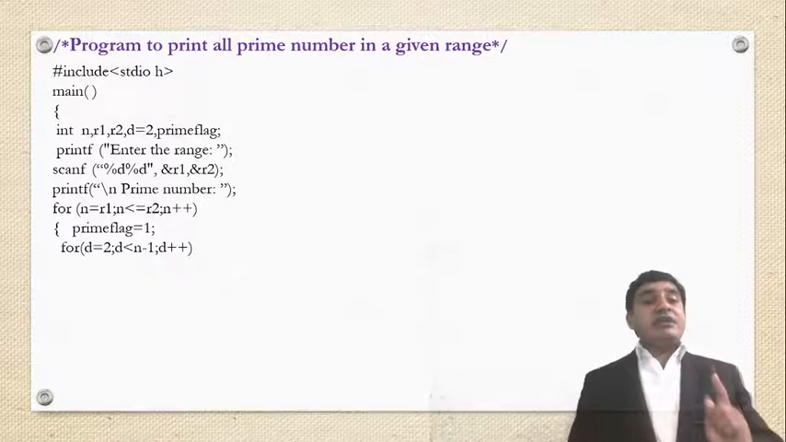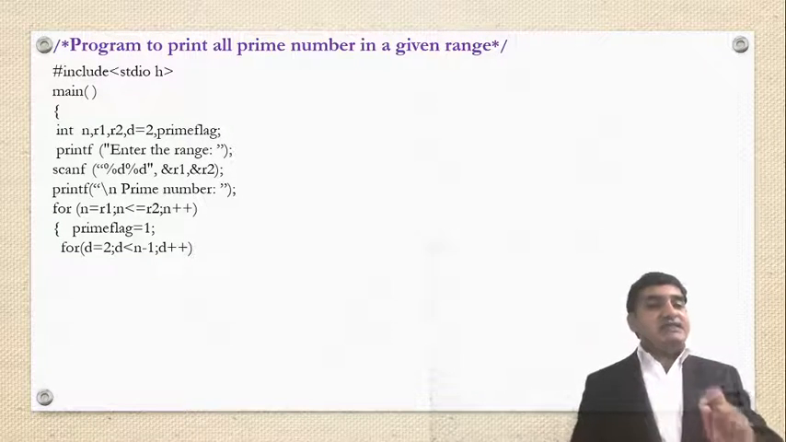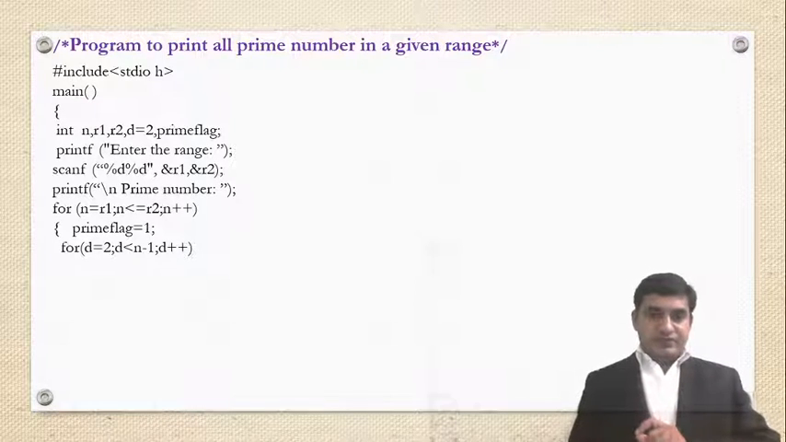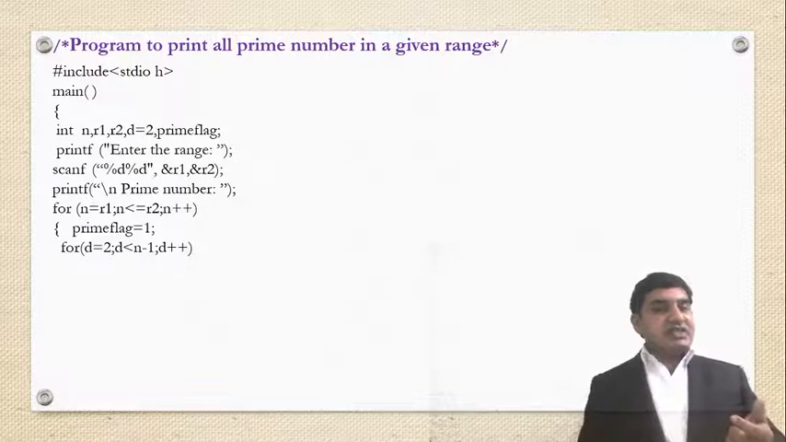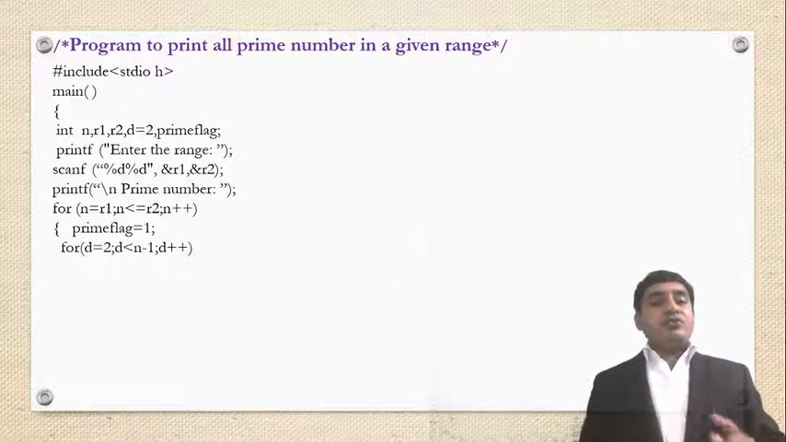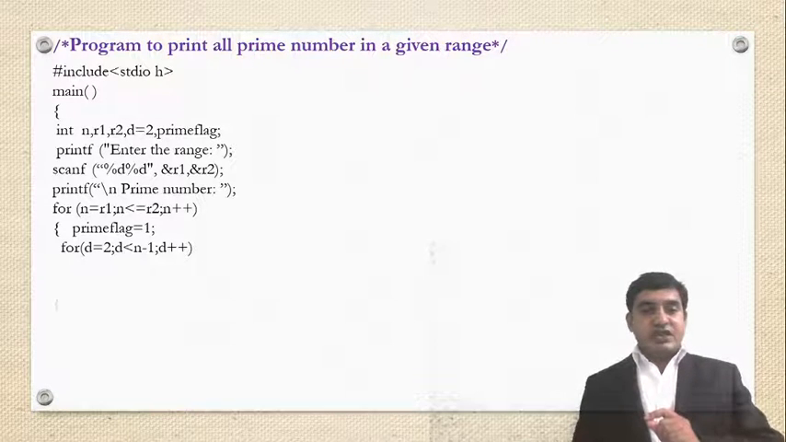d is incremented up to n minus 1. So d is less than n minus 1. Okay, d is equal to 2, this is the initialization. d is incremented up to d less than n minus 1.